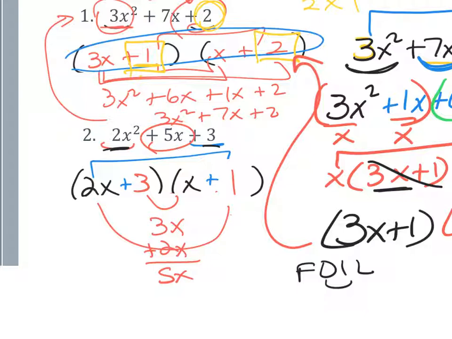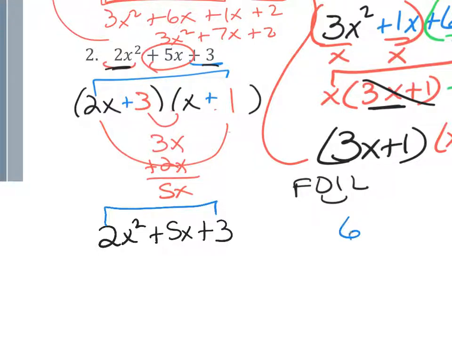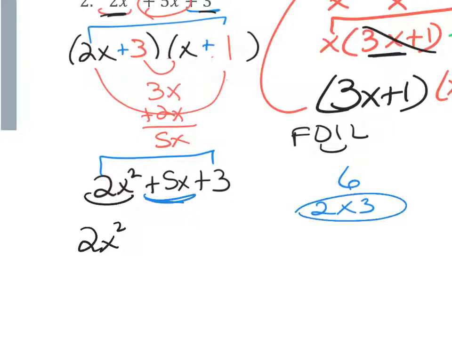Now, same problem, factor by grouping. So 2x squared plus 5x plus 3. Again, the process is to multiply the beginning and the end. I'm looking for factors of 6 that give me 5. So I can see that's going to be 2 times 3, because 2 plus 3 is 5. So again, rewrite the first term. Replace the middle with the 2 numbers you just found.